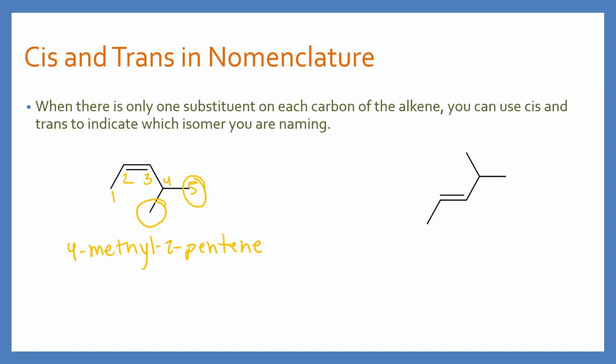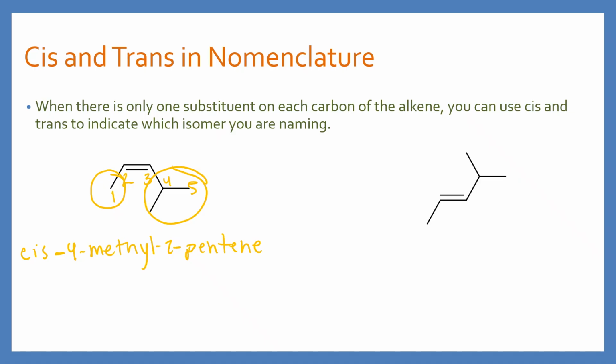Right, we have a methyl group on carbon number 4. We have 5 total carbons. My alkene is on carbon number 2. So that's where all the pieces of my name came from. Now, if I look at this, the methyl and this isopropyl group are on the same side of the alkene. So that makes this the cis isomer of this molecule.